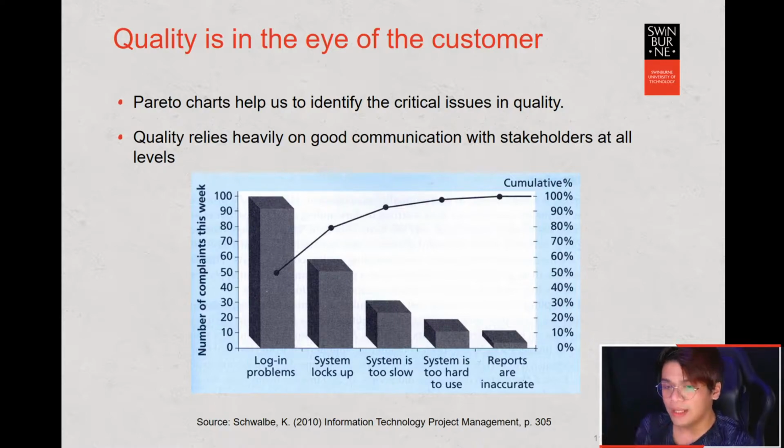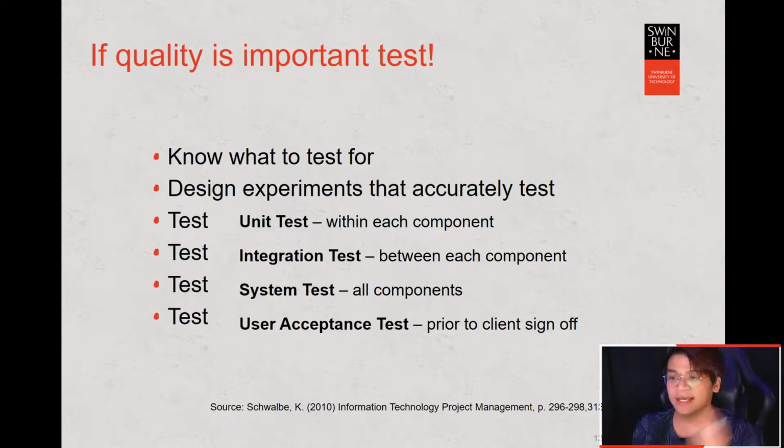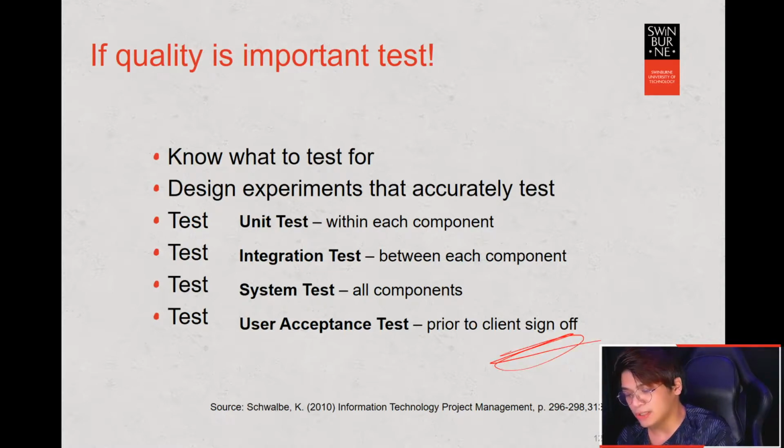If quality is important, then you need to do testing. You need to test your software, you need to test your hardware, and so on. There are different types of tests: unit test, integration test, system test, and user acceptance test. User acceptance test is prior to client sign off. So basically, you ask the client to test the stuff as well, to ensure that they are fine with it.